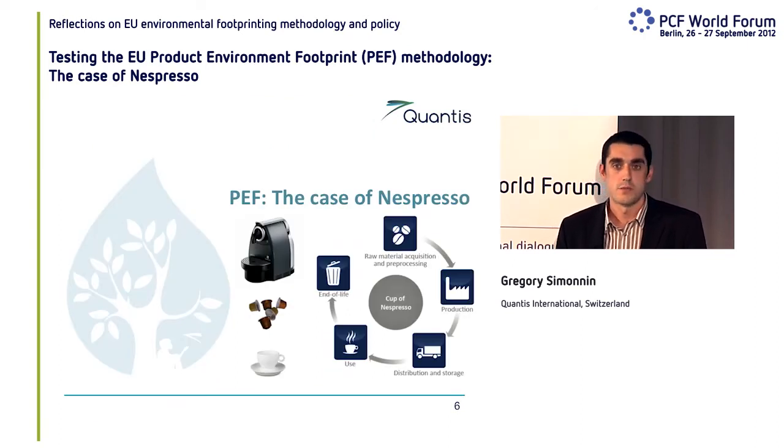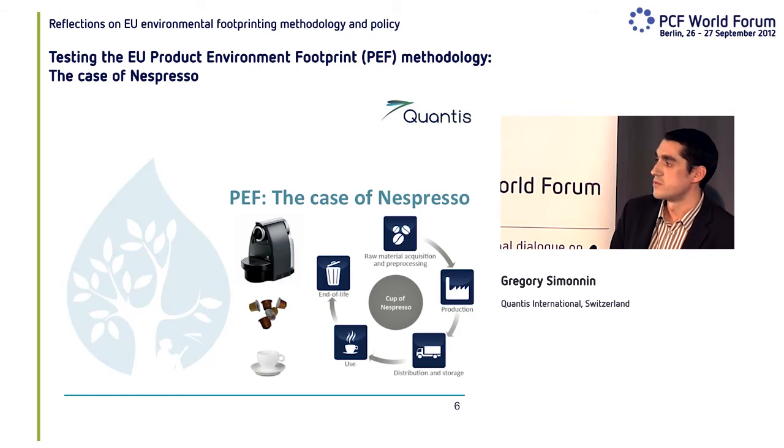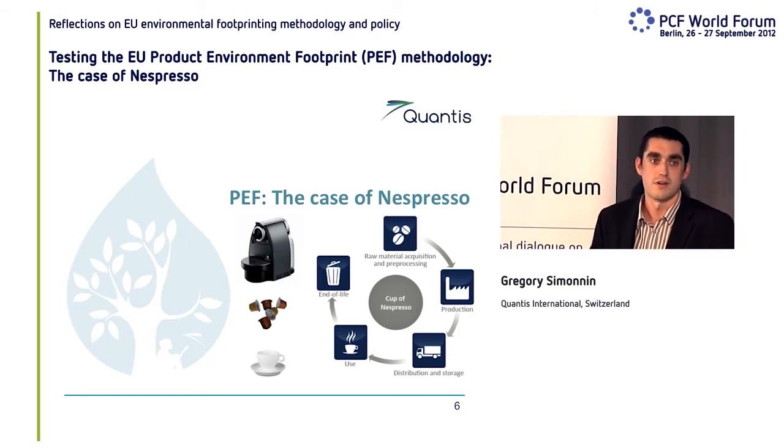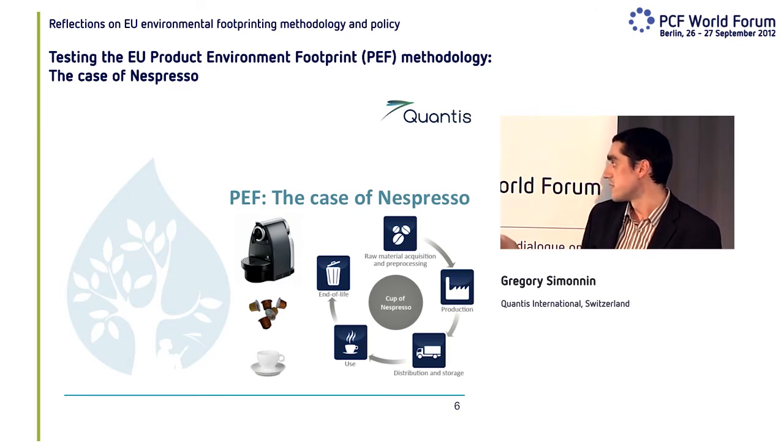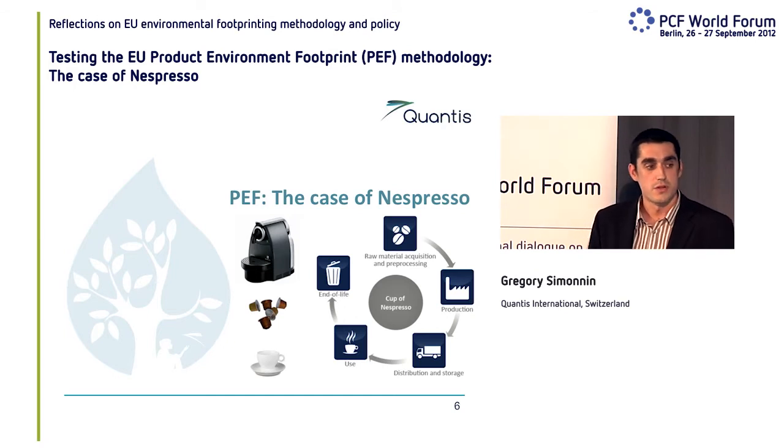So the case study presented is the case of Nespresso. We chose that because it's a product that we know well. It's a product that I think most of you are using at the moment or used a bit earlier. We published a critical review LCA on that subject, and we took that LCA and did the same exercise with the same functional unit with the PEF methodology. So we look at the raw material acquisition and pre-processing, the production, the distribution and storage, the use, and the end of life.